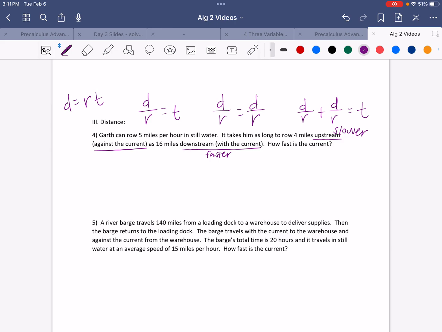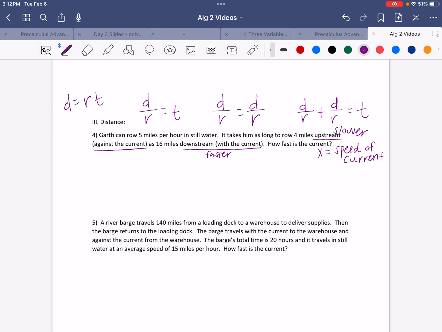To decide our setup, let's read the question. It says, how fast is the current? So the current is the speed that the river is pushing him. I don't know if he's in a river or a stream, but there's current in this water. So x is going to be the speed of the current.